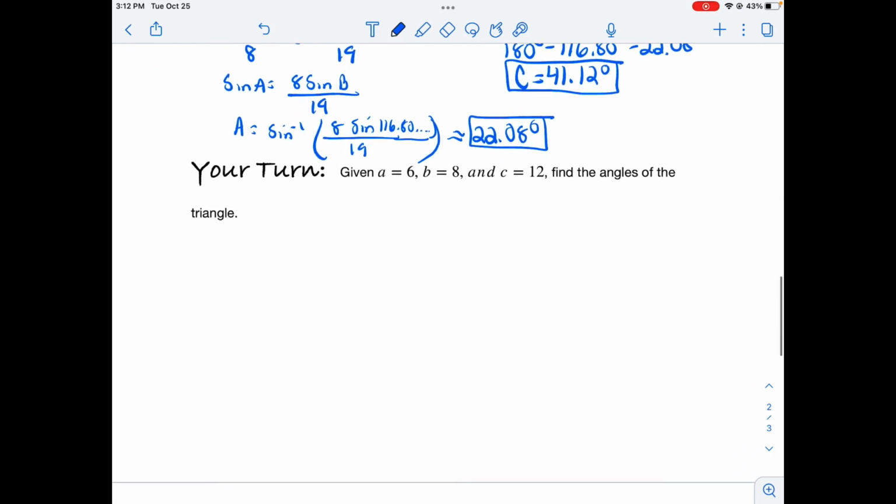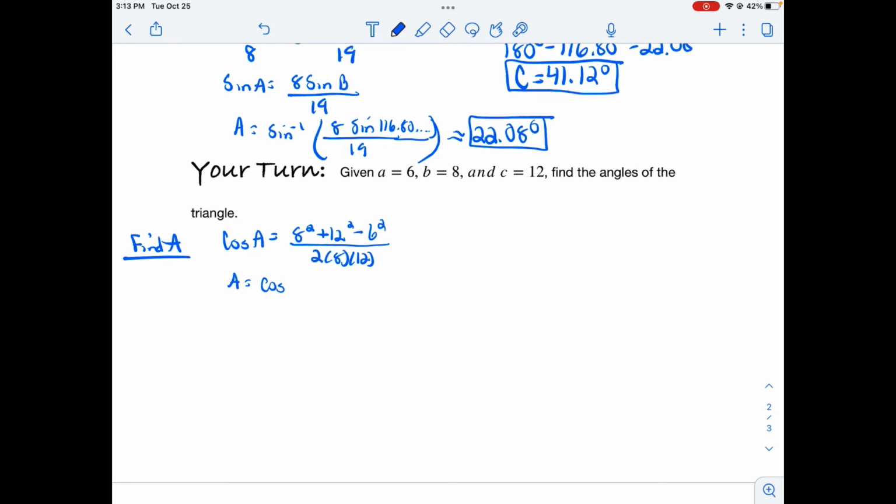Okay, now it's your turn. So looking at this situation, given 3 sides of the triangle, I want you to find the missing angles. Let's start by first finding angle A. To find angle A, I'm going to use the alternate form of the law of cosines. So that's going to be cosine of A is equal to 8 squared plus 12 squared minus 6 squared divided by 2 times 8 times 12.